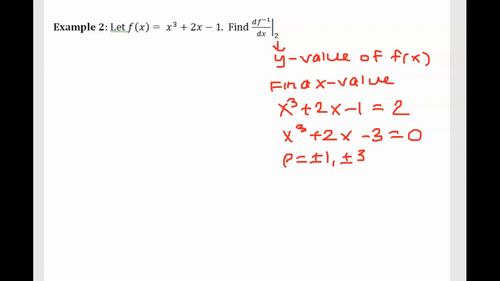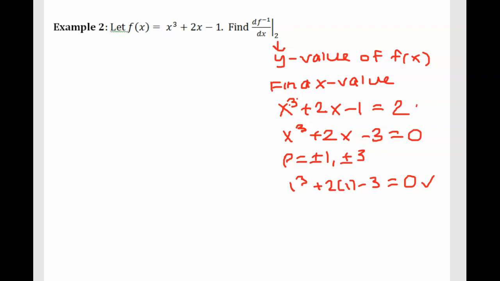So if I plug in 1 cubed plus 2 times 1 minus 3, does that in fact equal 0? Well, 1 plus 2 is 3. 3 minus 3 is 0. All right, I got super lucky that when x is equal to 1, y will equal 2. And again, you could confirm that by plugging it in way up here. 1 plus 2 is 3. 3 minus 1 is 2. So it in fact works.